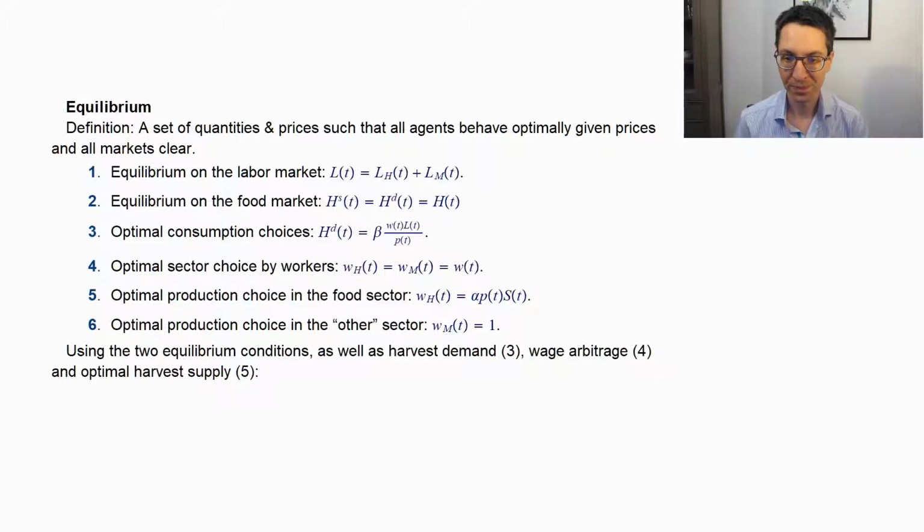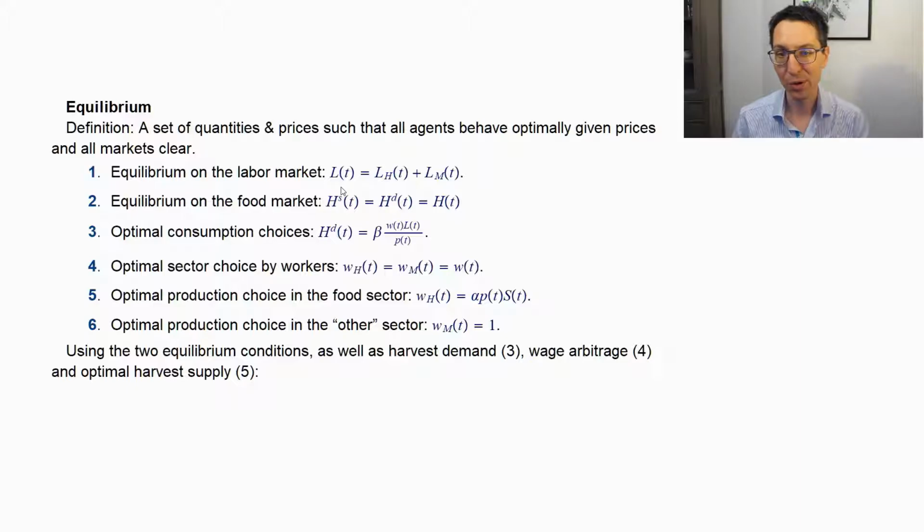So in the context of our model, we have two equilibrium conditions and four optimality conditions. The equilibrium conditions are as follows. The equilibrium on the labor market means that the total labor force supplied by the islanders is equal to the total labor force demanded by each sector. So this means essentially that L^H_t, the labor force in the harvest sector, plus L^M_t, the labor force demanded by the other goods sector, is equal to the total labor of the island. So this is just L_t.